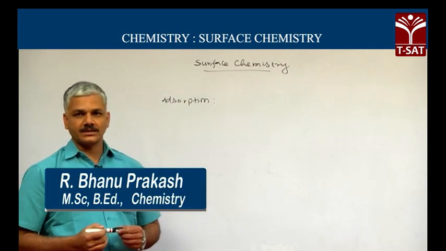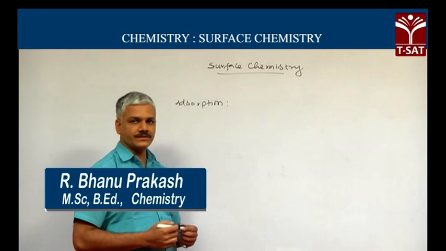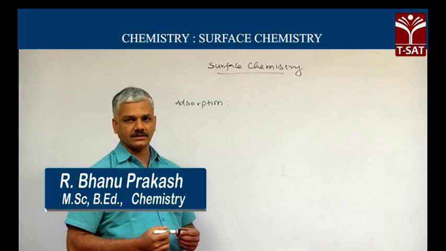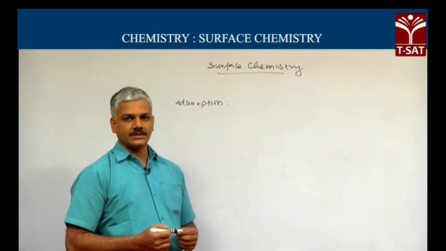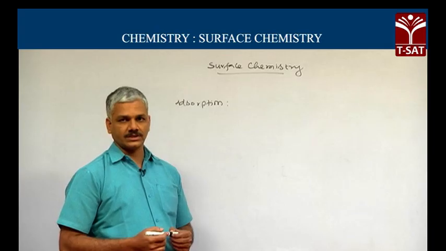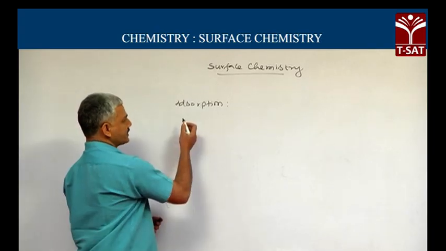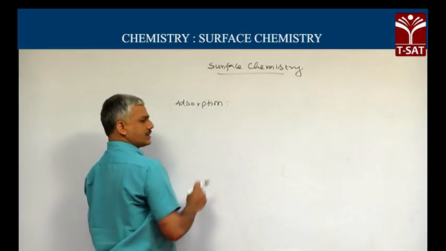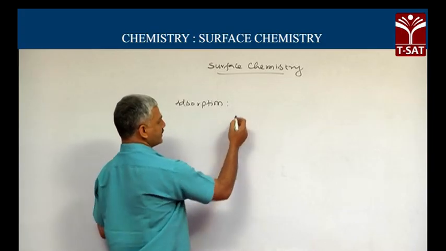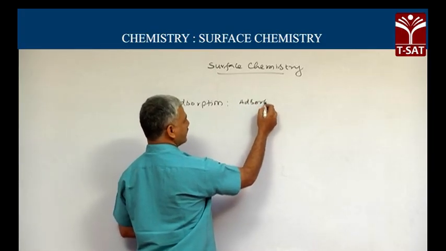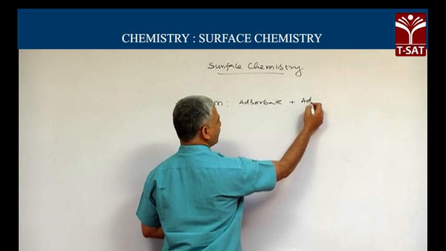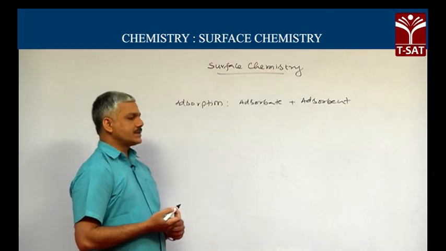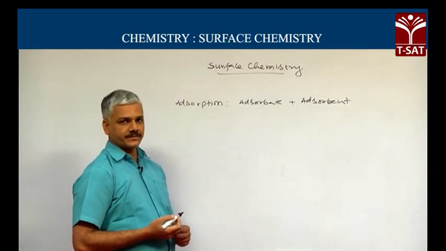What is meant by adsorption? It is a surface phenomenon in which two substances come in contact with each other, and the process is heterogeneous in nature. The process of adsorption involves the approach of two substances towards each other. One is called adsorbate, another one is called adsorbent. Which is adsorbate, which is adsorbent?